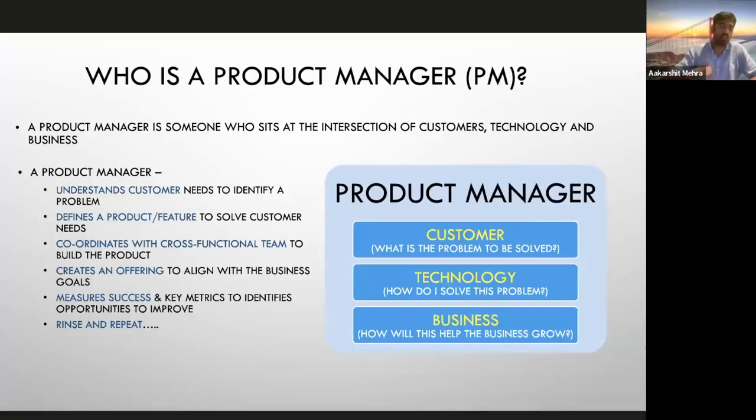Now, let's look at a more real world example to help you relate to what a product manager does. Let's say you own a home and you have a kitchen that hasn't been renovated for about 20 years, and you want to get your kitchen remodeled. The first thing you'll do is call up a contractor. The contractor will come over, have a chat with you, and you'll explain your use case to the contractor.